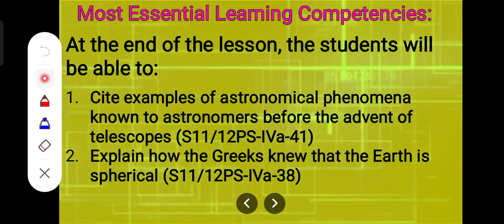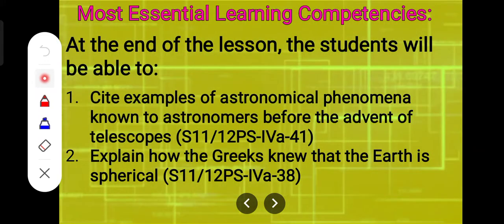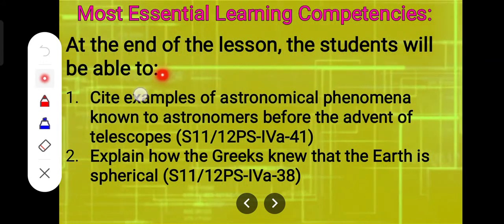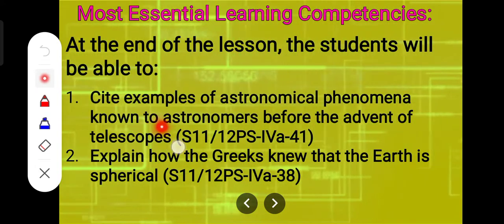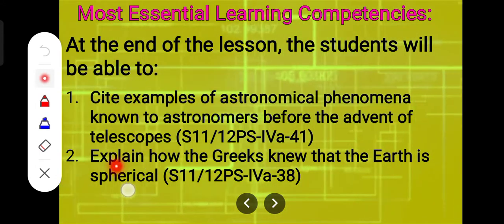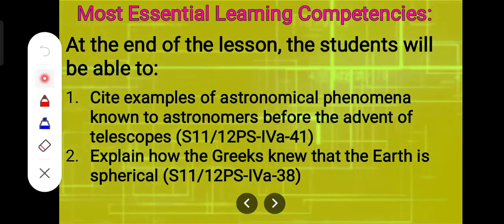Okay? So for today's discussion, these are the different learning competencies. At the end of the lesson, you students will be able to cite examples of astronomical phenomena known to astronomers before the advent of telescope, and explain how the Greeks knew that the Earth is spherical.